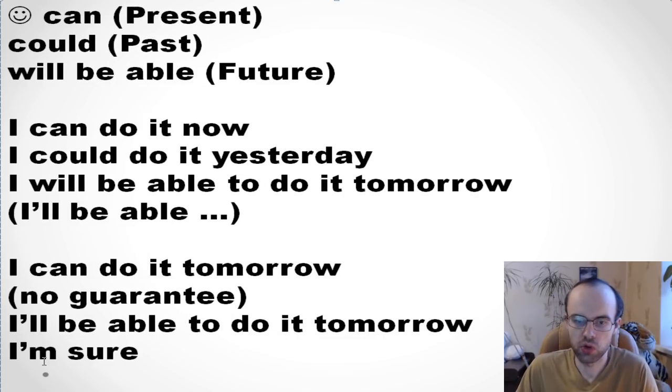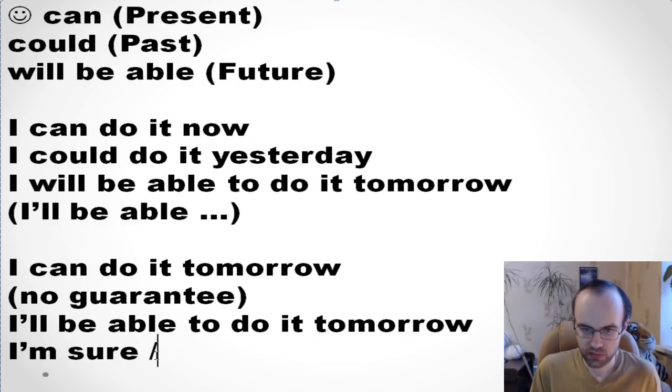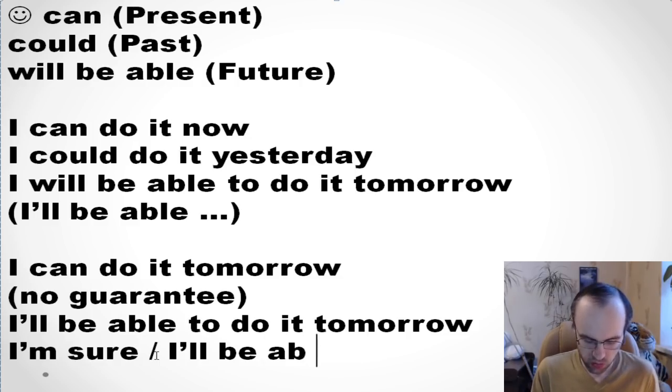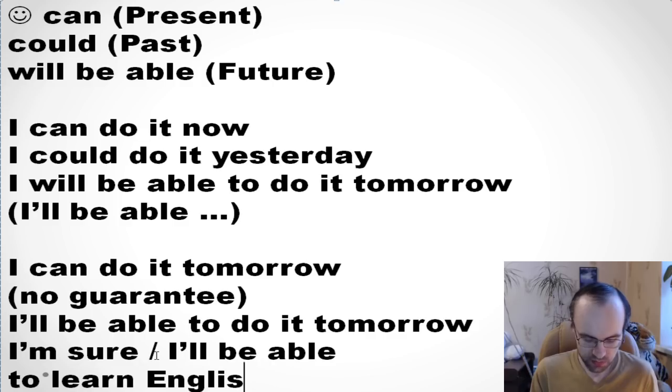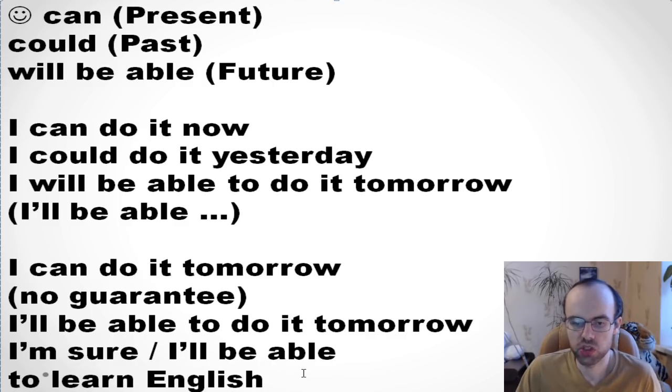Okay, I'll give you one more great example. You can say, I'll be able to learn English. And if you say, I'll be able to learn English, or I'll be able to speak English correctly and fluently, yeah, that's great. It means that I see that you are sure. Okay, very good, my friends, very good.